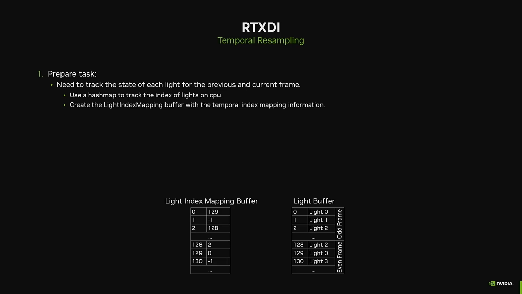So a quick example for light 0, it's at index 0 in the odd frame, but then it is index 128 for the even part, so we map that way. Light 1 doesn't exist in the even frame, so we put -1, and light 2 is at 128, so we put 128, and the same for the even frame part.